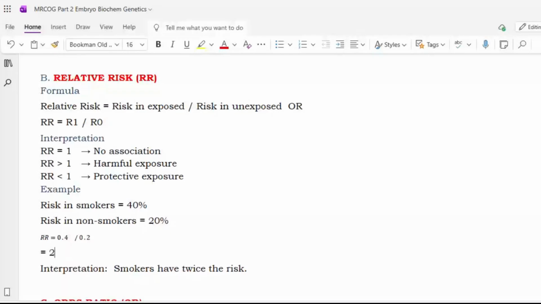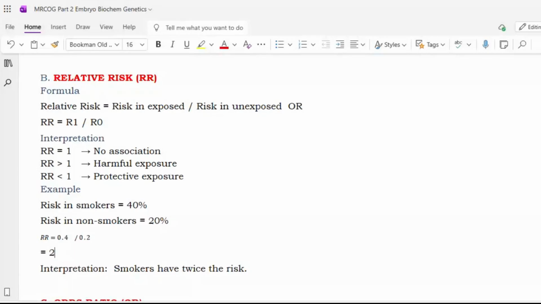So RR equals R1 upon R0. Risk in the exposed divided by risk in the unexposed will give you the relative risk. Now, how do we interpret it? If relative risk is equal to 1, that means there is no association. Both groups have the same risk. So the baseline risk itself is the same for both, and the risk factor related risk is not there. So RR equal to 1 means there is no association.